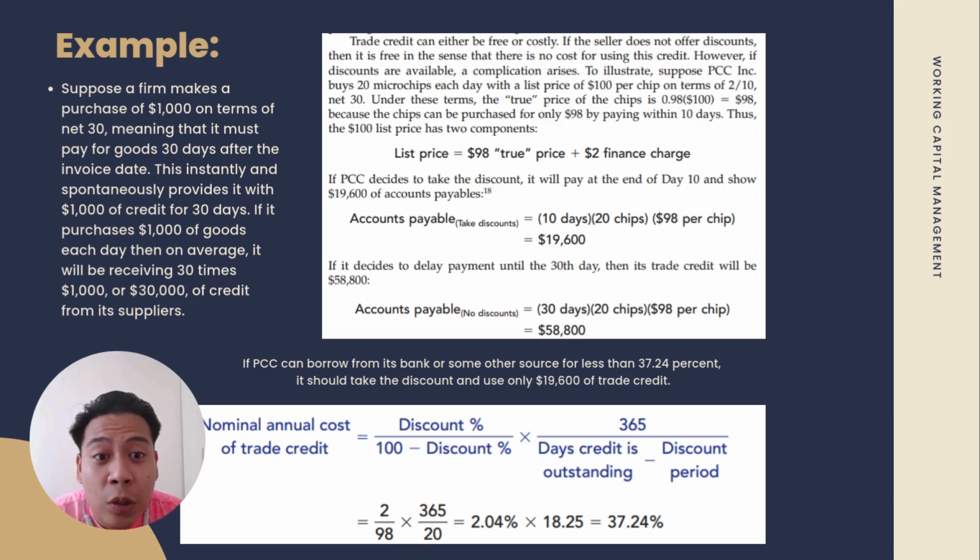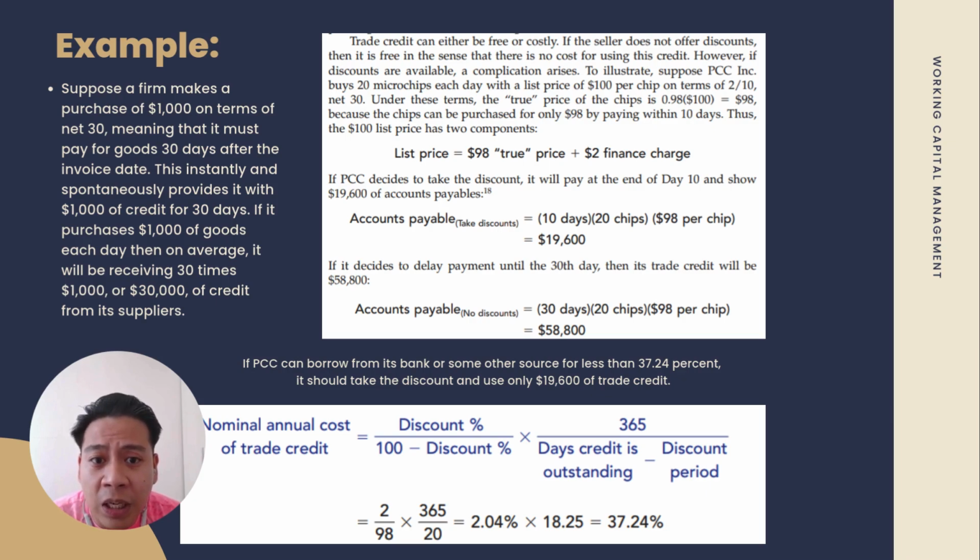To illustrate, suppose PCC Inc. buys 20 microchips each day with a list price of $100 per chip on terms of 2/10, net 30. Under these terms, the true price of chips is $98 because there is a 2% discount. The chips can be purchased for only $98 by paying within 10 days. Thus, the $100 list price has two components: the $98 true price plus the $2 finance charge.